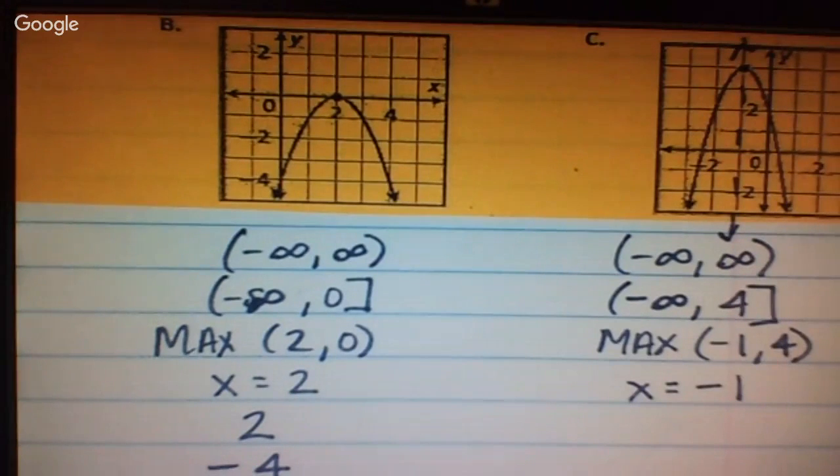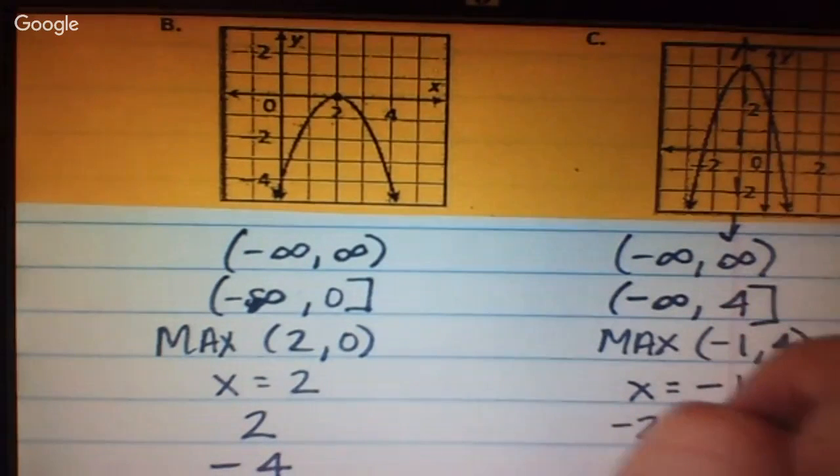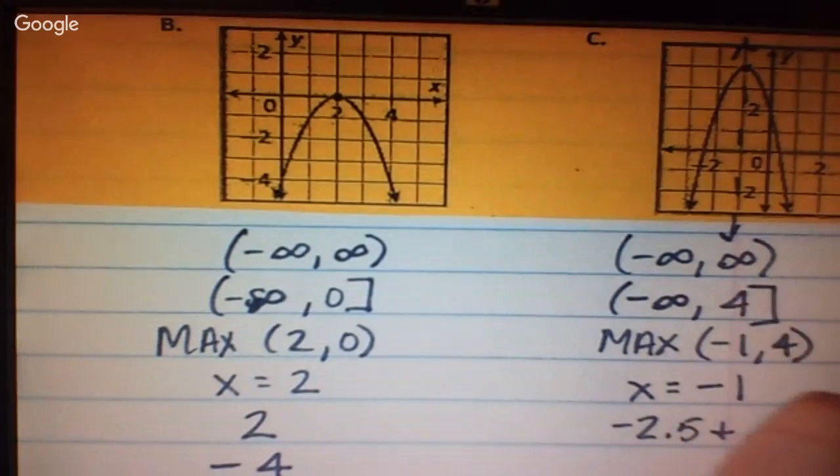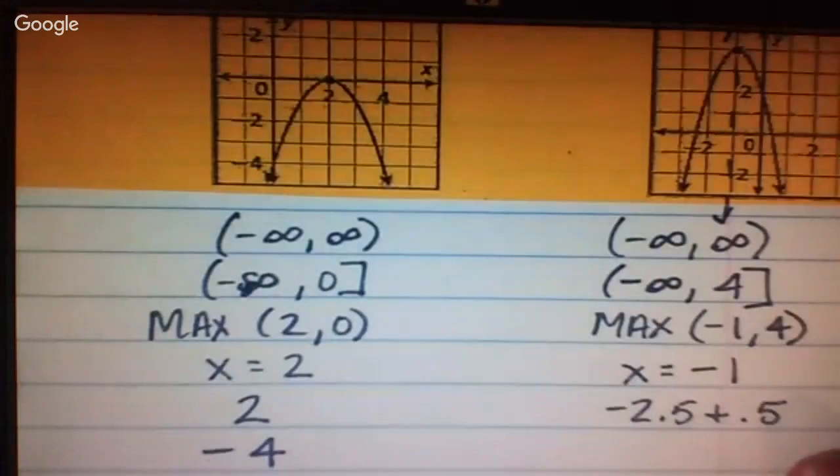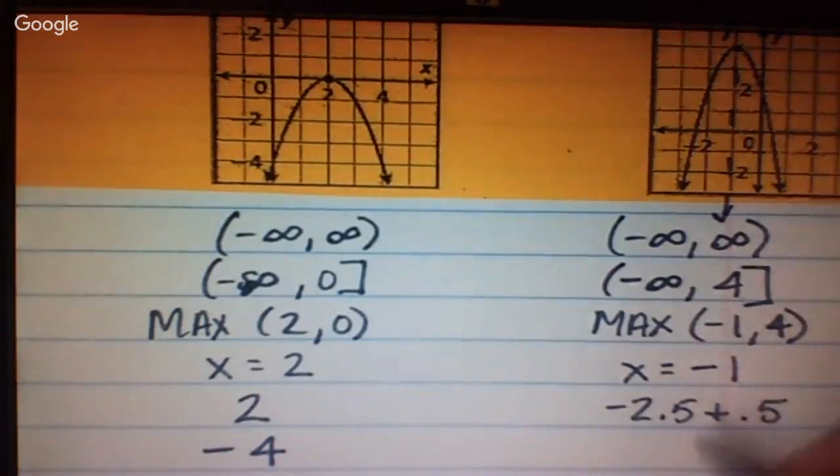Alright, now it's negative 1. Good. Your x-intercepts are at -2.5 and 0.5. They don't hit exactly on the line. That's okay. If it does not, give it your best guess. Negative 2.5 and positive 0.5. That's my and sign. And then finally, it crosses your y at 2.